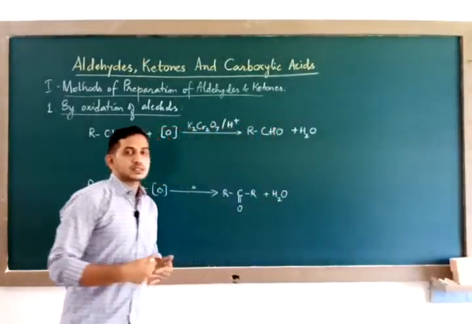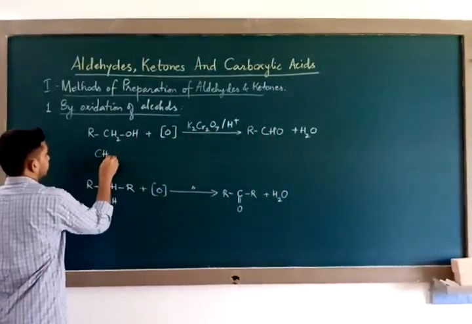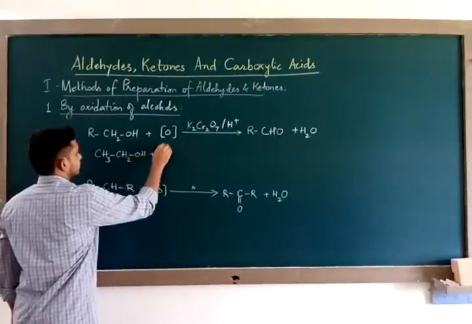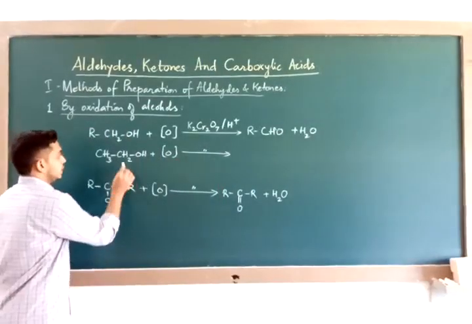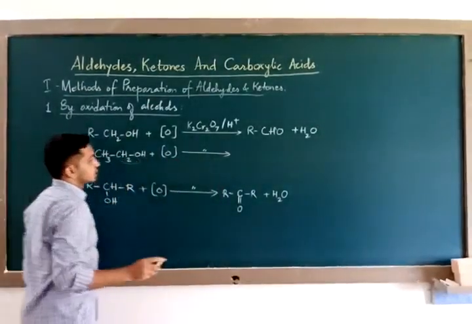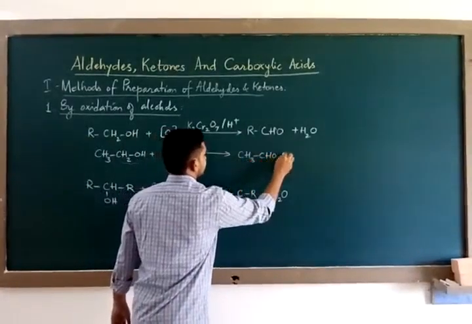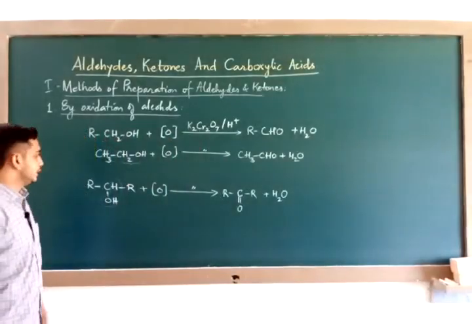In the exam they can ask you either the general equation or they will simply ask what product is obtained when ethanol is oxidized. Can you try this on your own? So eliminate water from this part. So the final product will be acetaldehyde.